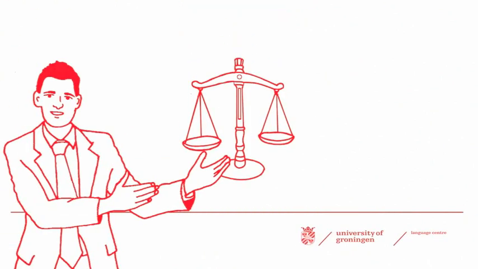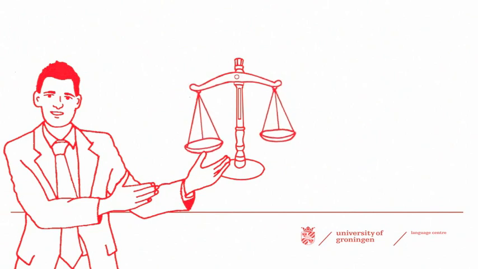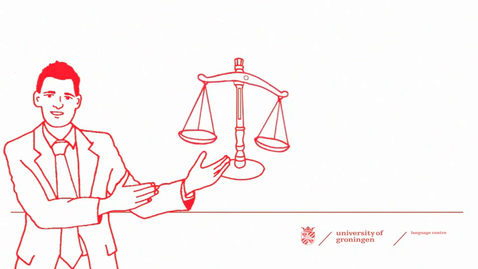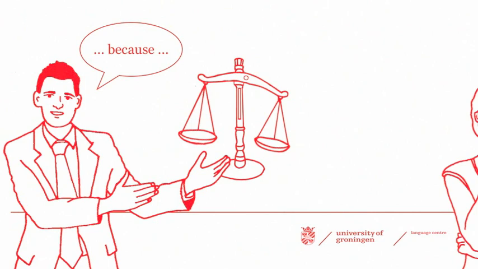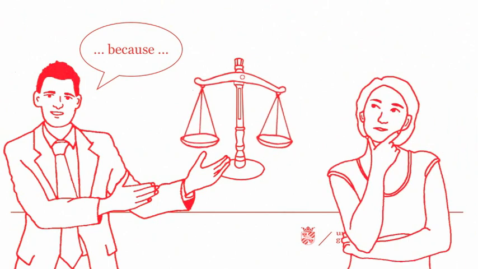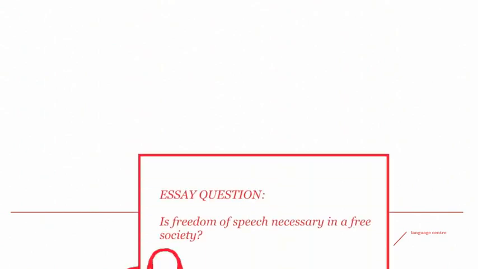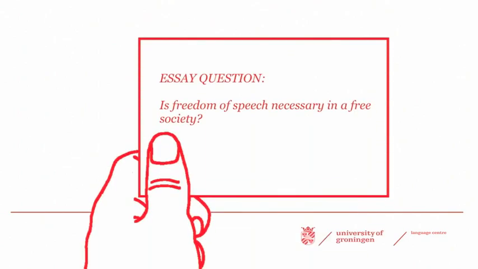In your essay, you should not only tell your reader whether you agree or disagree, but you should also explain why you disagree, giving reasons for your opinion. In addition, you must also discuss the other side's reasons and rebut them. For example, for an argumentative essay, you may be asked a question like this: is freedom of speech necessary in a free society? To make sure you make a strong case for yourself, it is important that your argumentative essay has a clear and effective structure.